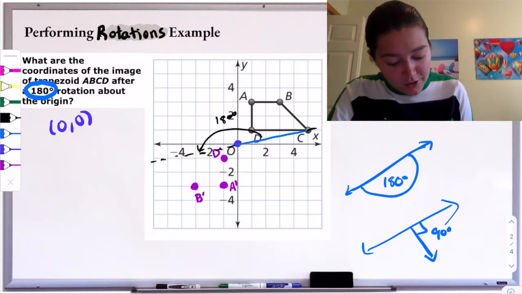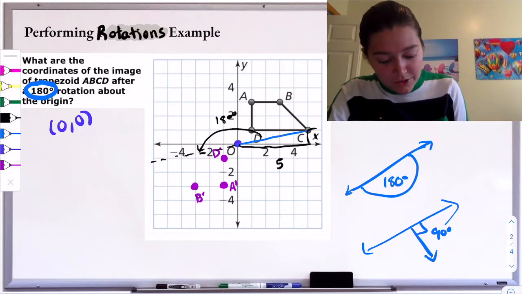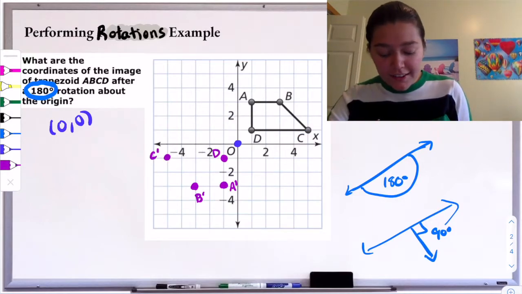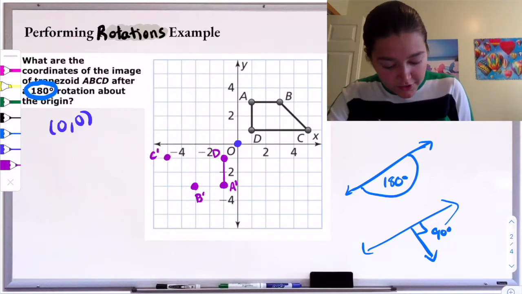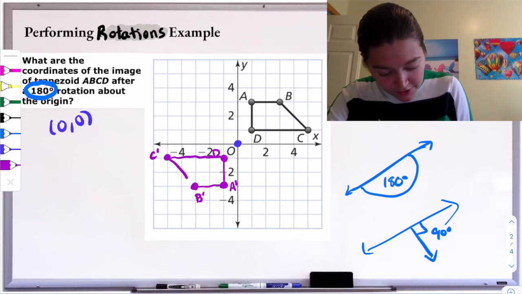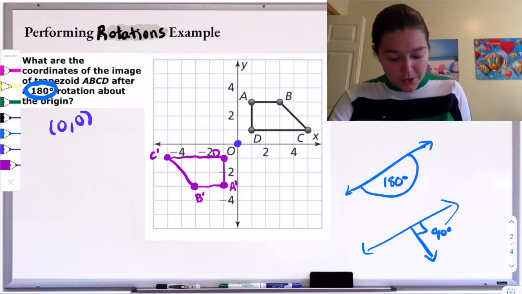Okay, to get from the origin to C, I can tell it's 5 right and up 1. So I'm going to go 5 left and down 1, and that will put me right there. All right, and then lastly, I'm just going to connect the points, and I should see that I have the exact same shape, the same size. It has just been rotated about the origin.